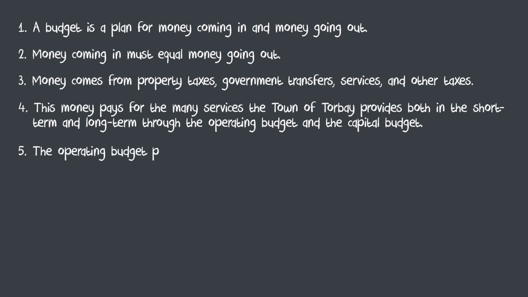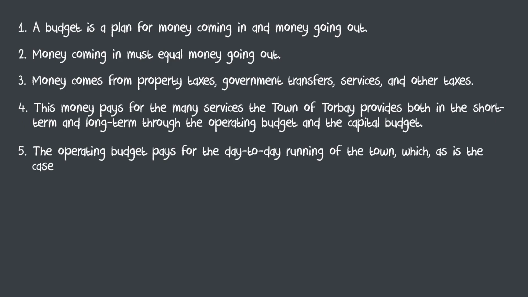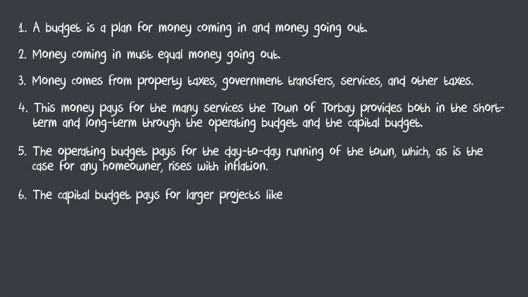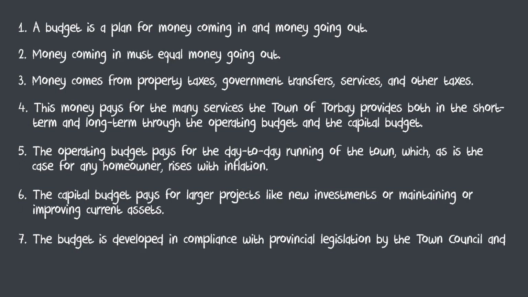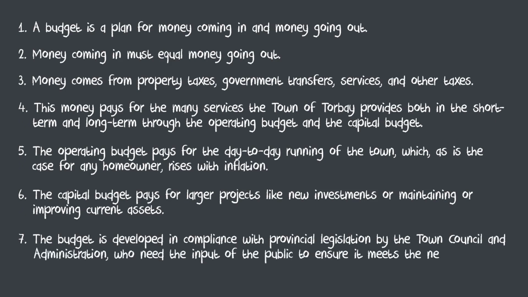5. The operating budget pays for the day-to-day running of the town, which, as is the case for any homeowner, rises with inflation. 6. The capital budget pays for larger projects, like new investments, or maintaining or improving current assets. Finally, the budget is developed in compliance with provincial legislation by the Town Council and Administration, who need the input of the public to ensure it meets the needs of the town and its residents.